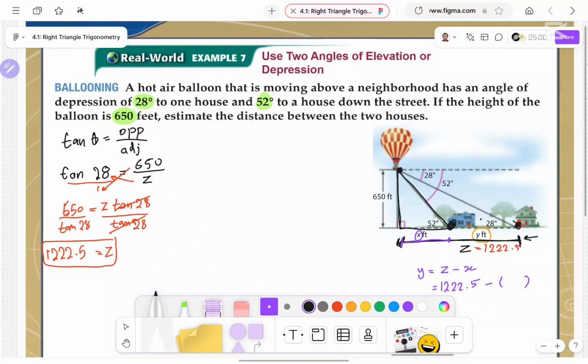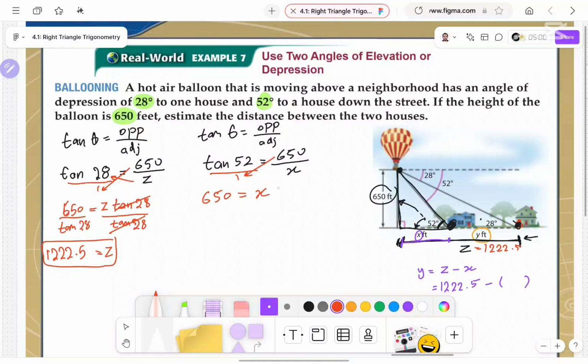So we have this triangle, and we know that this given angle is 52 and the opposite side is given, which is 650. So I need to find x, the adjacent. Tan theta is opposite over adjacent. Tan 52 is equal to the opposite 650 over the adjacent, which is x. Now let's use cross multiplying: 650 times 1 equals x times tan 52.